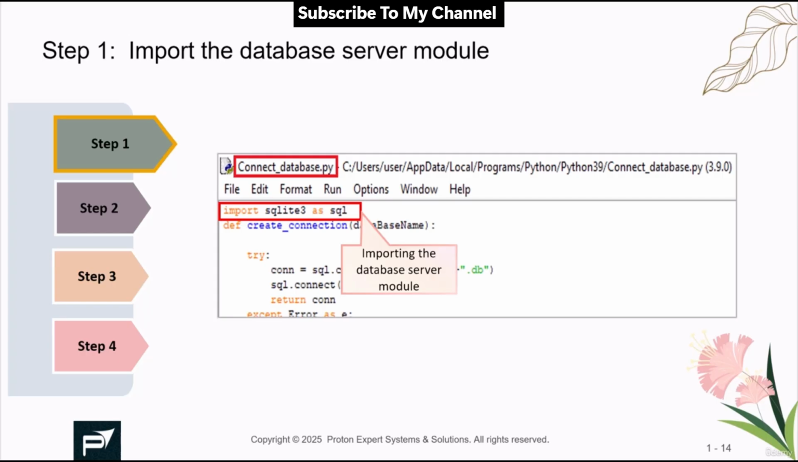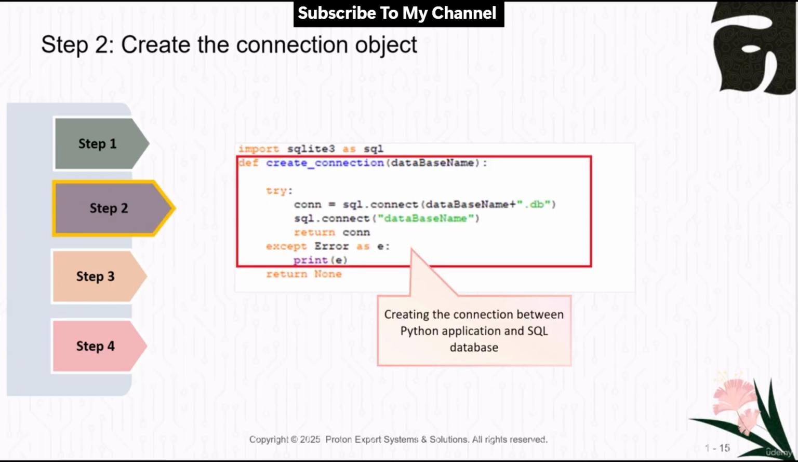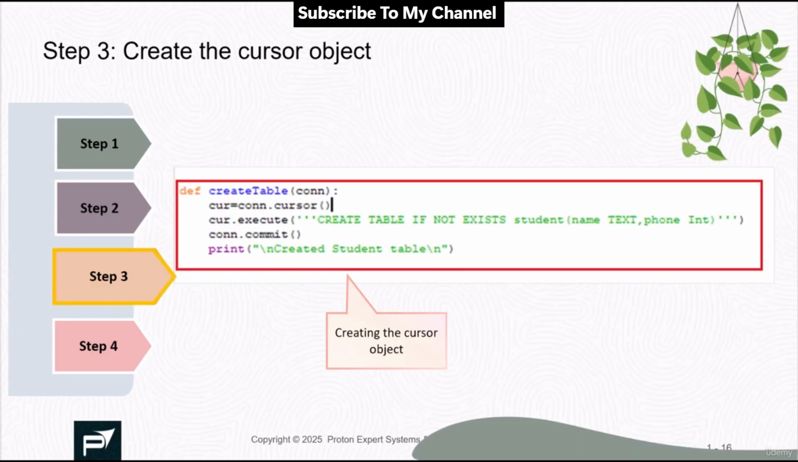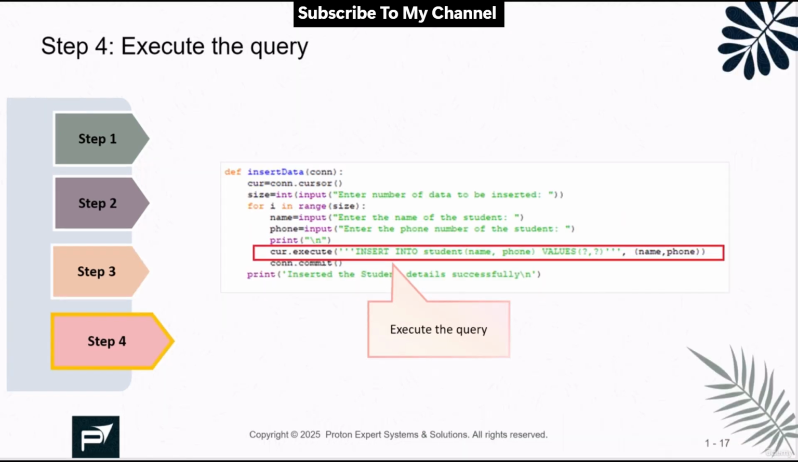After importing the database server module, the second step is to create the connection object. In this step, we'll create the connection between Python application and SQL database. Once we create the connection, the next step is to create the cursor object. The last step of connecting to database using Python programming is execute the query.